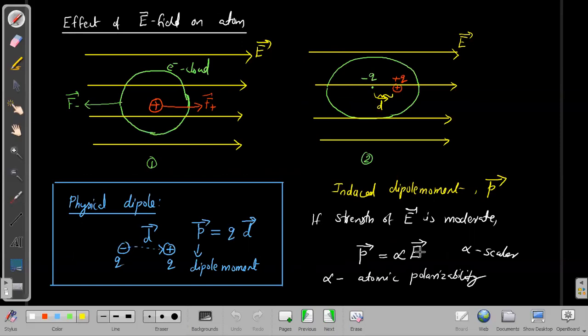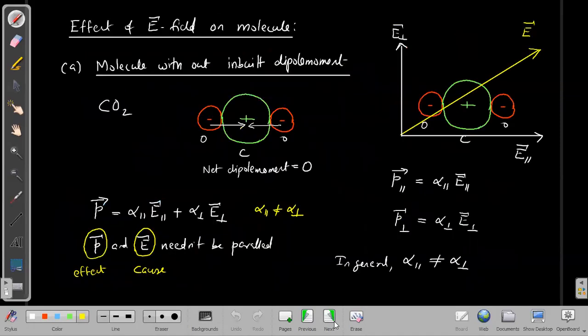If you look at an atom, the effect of the electric field is just the production of an induced dipole moment, and for a moderate electric field, this induced dipole moment can be written as some alpha times E, where alpha is a scalar, and this alpha is called the atomic polarizability. Finally, we have discussed the effect of an electric field on a molecule without any inbuilt dipole moment, and the example that I have taken is carbon dioxide.